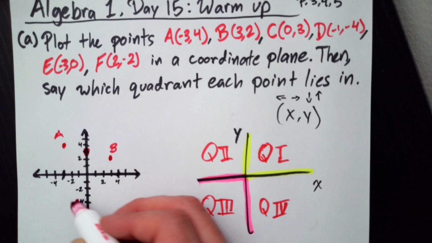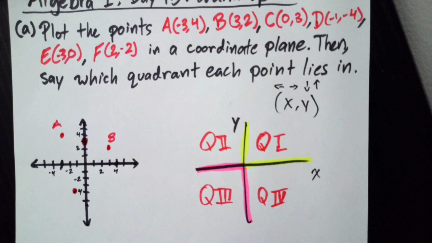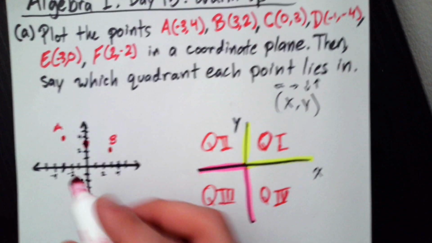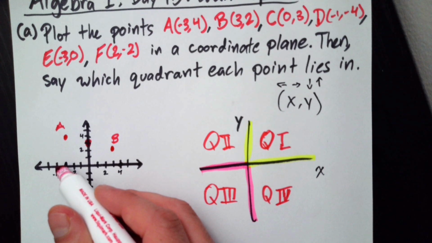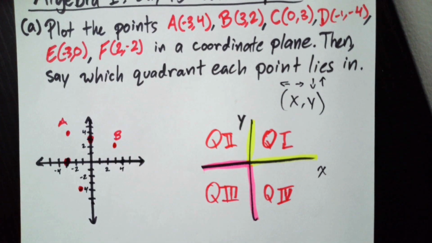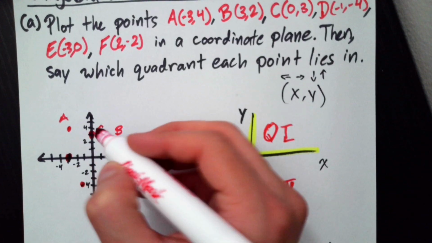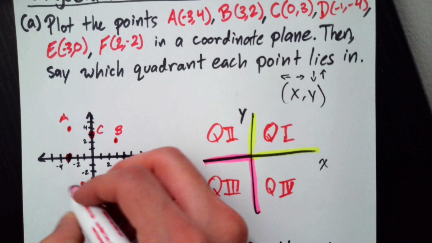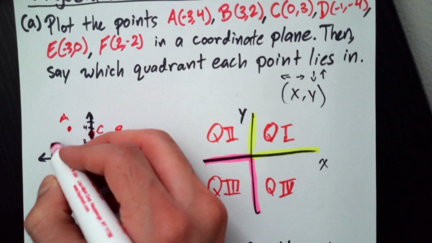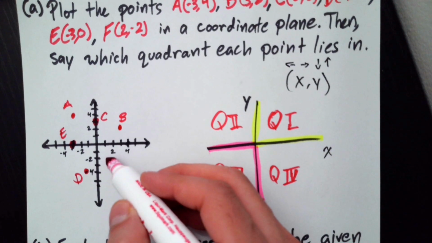Then we have D, negative 1 and negative 4. It's down here somewhere, right there. And then negative 3 and 0, again we see this sort of thing happening. We move 3 to the left, and then y is 0, so we don't move anywhere up or down. We stay right there. And I keep forgetting to label all these points. Let me see if I can. This is C, that's D here, this is E. And then lastly we have F, which is 2 and negative 2.